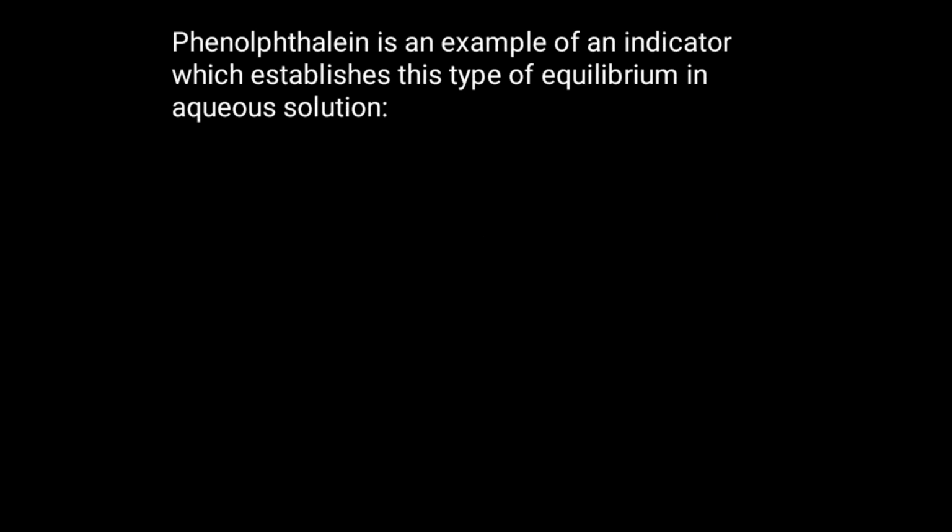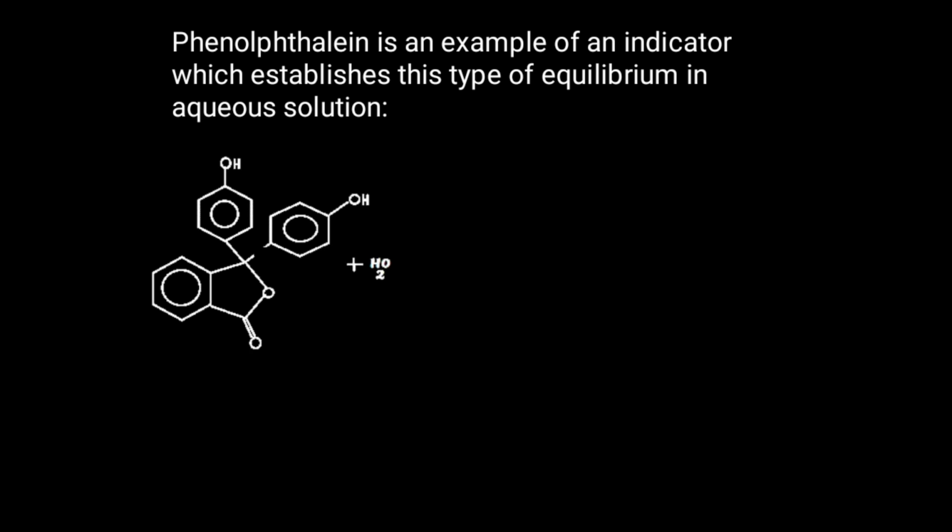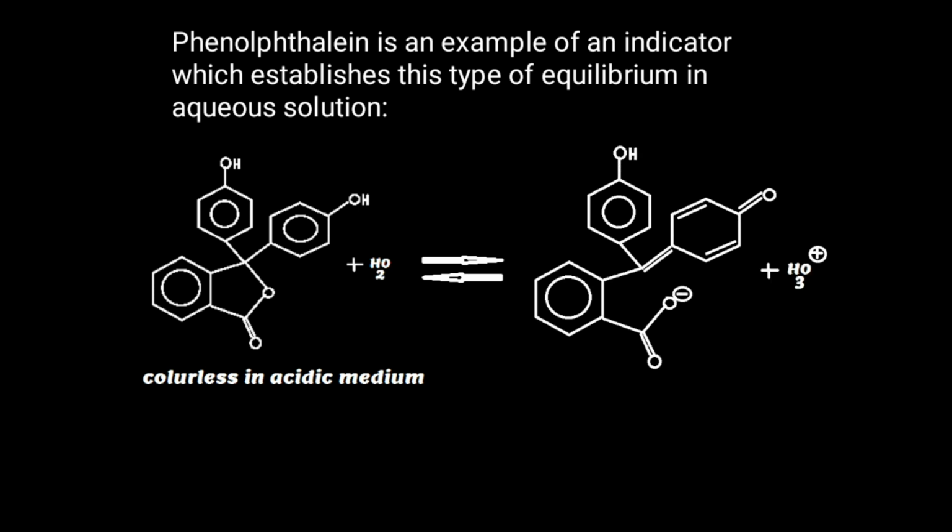Let us take an example of phenolphthalein, which is a weak acidic indicator we can use in acid-base titration. In acidic media, since it is a weak acid, it remains in unionized colorless form. When the pH changes to basic, it gets ionized to give pale pink color. See here, pale pink colored ion is formed in basic media.